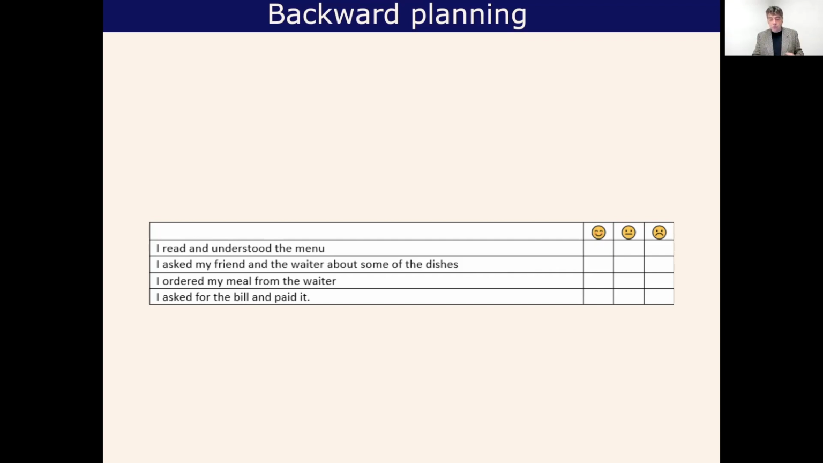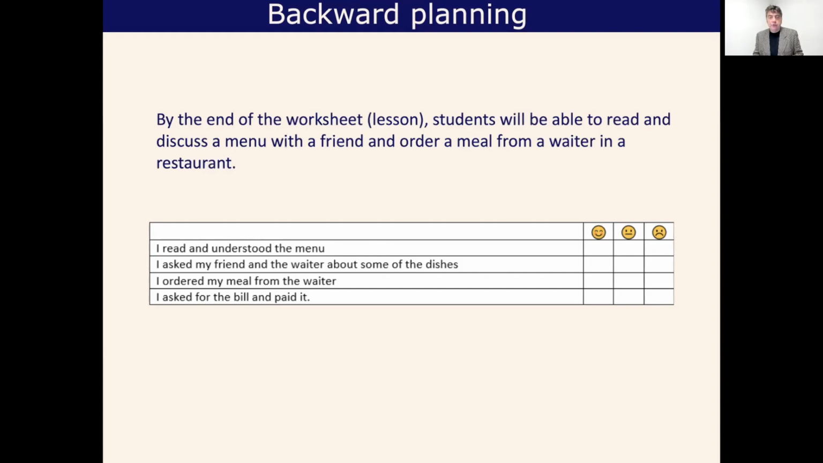But it also allows you to work backwards. So for example, your opening goal based on what you want them to do at the end would be, by the end of the worksheet that I'm writing, students will be able to read and discuss a menu with a friend and order a meal from a waiter in a restaurant. So you picture what will be the final activities in your worksheet, and then you work backwards. And there you have the mini objectives and what grammar, or in this context, what phrases you're going to use. You're going to need a menu on the page. You're going to need a listening and so on. But that thinking backwards is a helpful way to visualize what the material is going to look like.